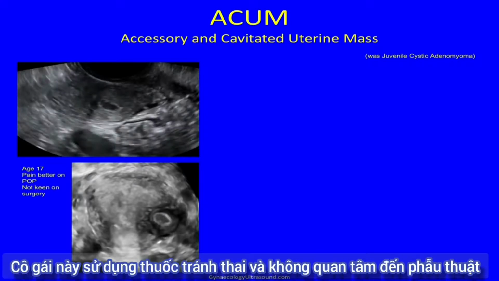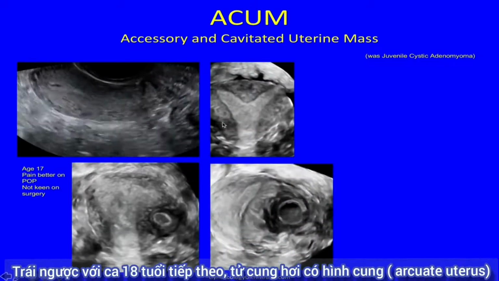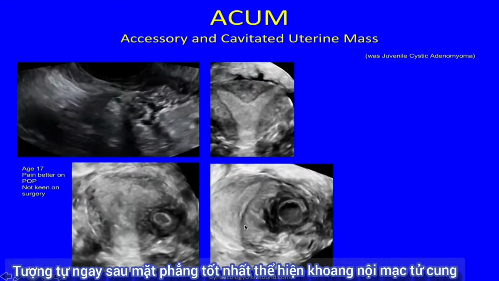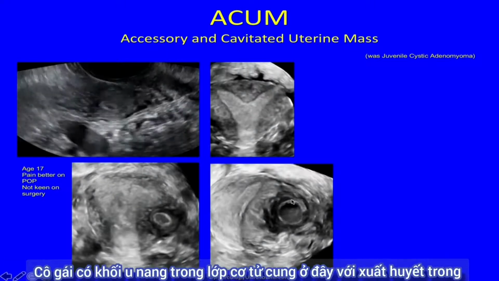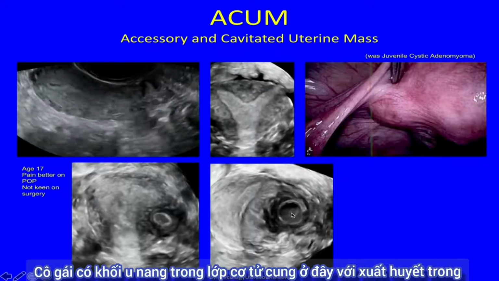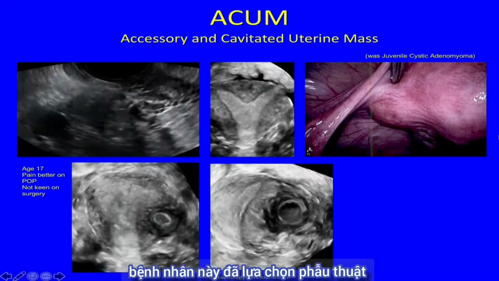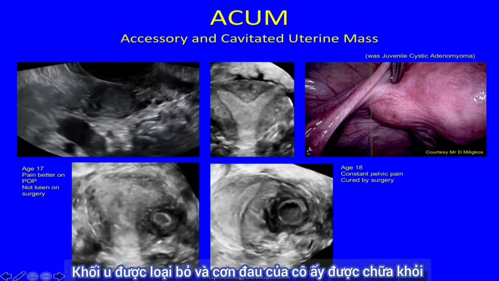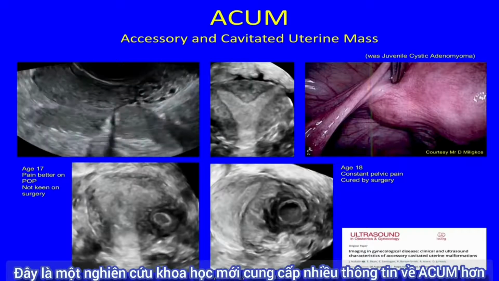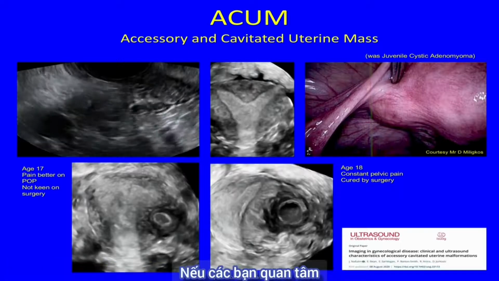This girl went on the mini pill and wasn't keen on surgery, as opposed to this girl who was 18, who has a slightly arcuate uterus, and again just slightly behind the best plane for showing the endometrial cavity. She's got this cystic mass in the myometrium here with internal hemorrhage. And this is what that looks like at laparoscopy. You can see this mass here, and this patient had opted for surgery. This was removed and her pain was cured. And this is a newly published paper that tells you some more detail about ACOMs, if you're interested.